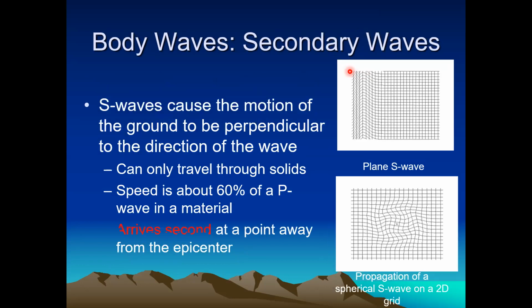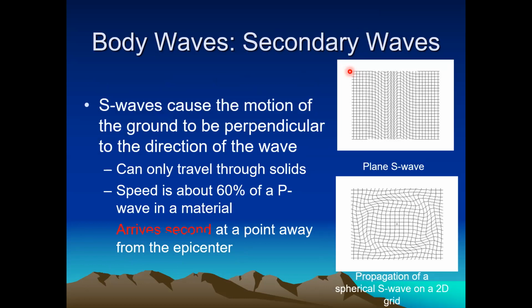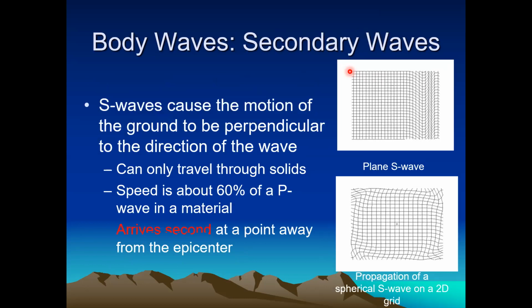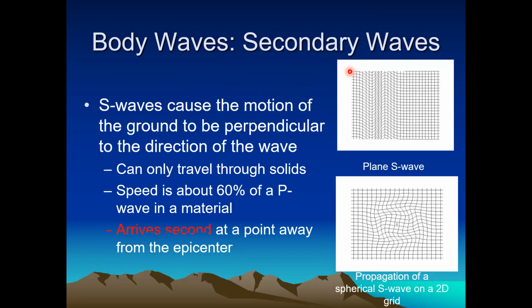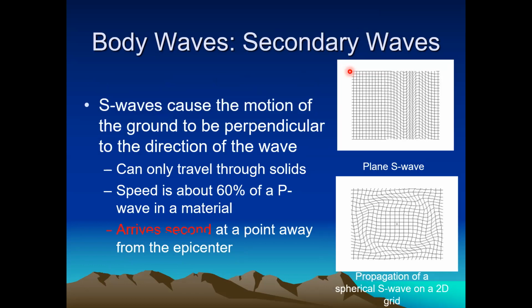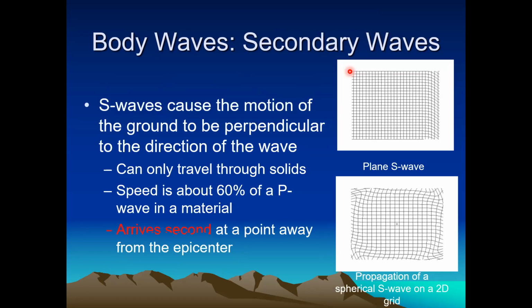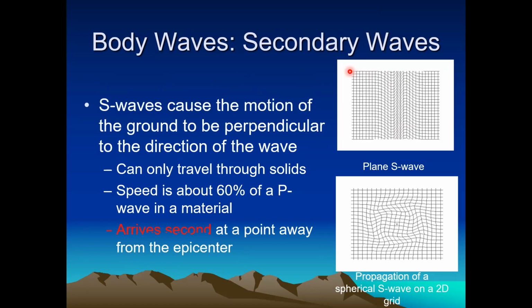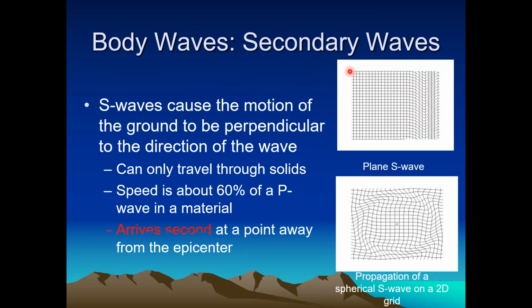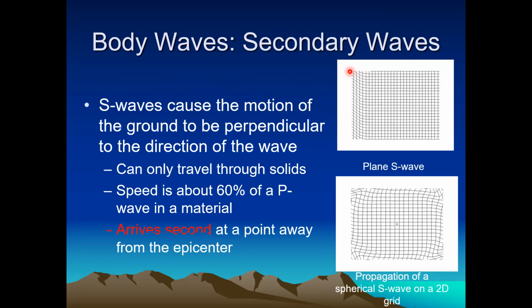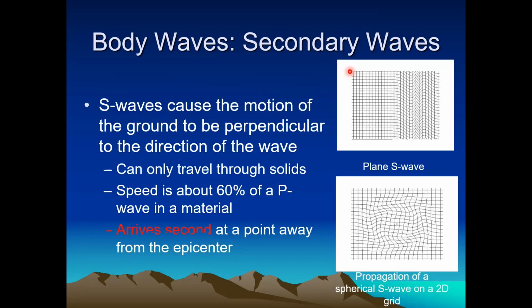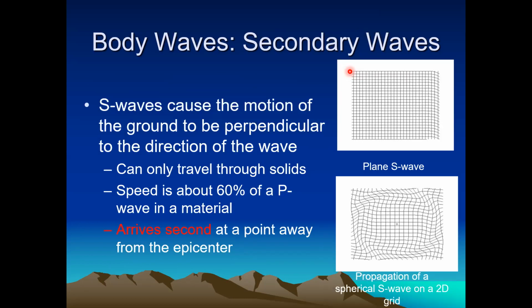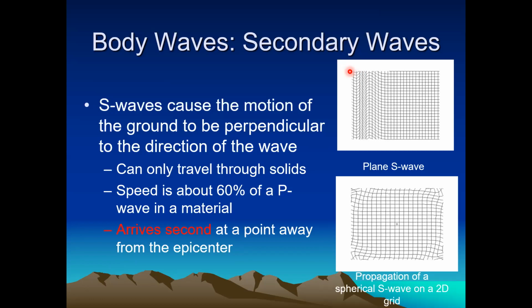Then the secondary waves. The motion causes the motion of the ground to be perpendicular to the direction of the wave. So you can see what's going on here. See the wavy-like motion? So kind of like the shearing of, in fact, they're called shear waves. So kind of like, I don't know how to explain it except for the snapping of a rope and the wiggles that show up in the rope, this wavy-like motion.